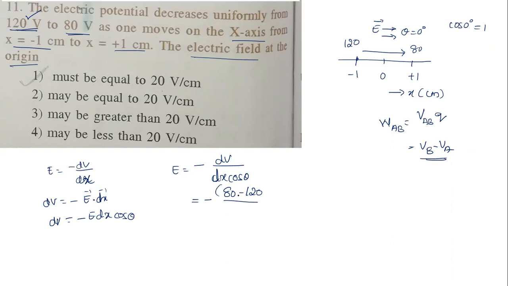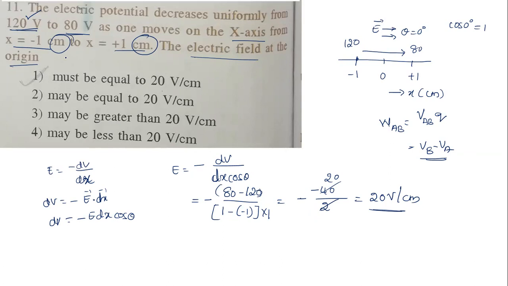So we divide by dx. Dx is 1 minus of minus 1, into cos theta, which becomes 1. If you simplify, the minus is there. 80 minus 120 becomes minus 40 divided by 1 plus 1, which is 2. So this cancels by 20 times, and minus into minus becomes plus. It will become 20 volt per centimeter, because we have taken centimeter here and here. So we get 20 volt per centimeter.